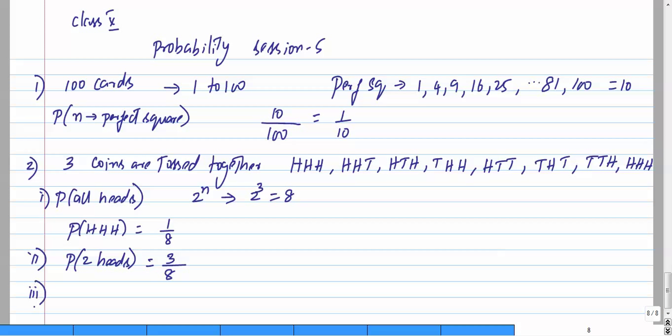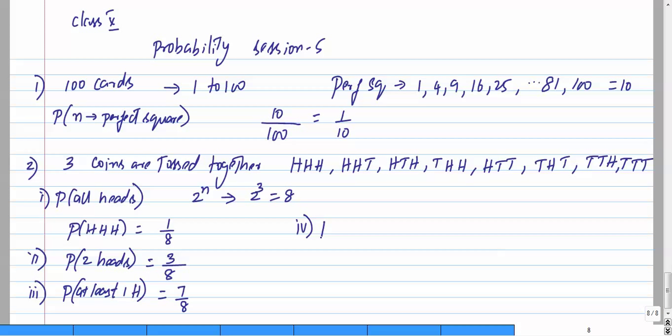There is another case: the probability of getting at least one head. This qualifies, 1, 2, 3, 4, 5, 6, 7, 8. Which is the case where there are no heads? I'm sorry, the last was TTT. Other than this, everywhere there is at least one head. So I can safely say that it is 7 upon 8.